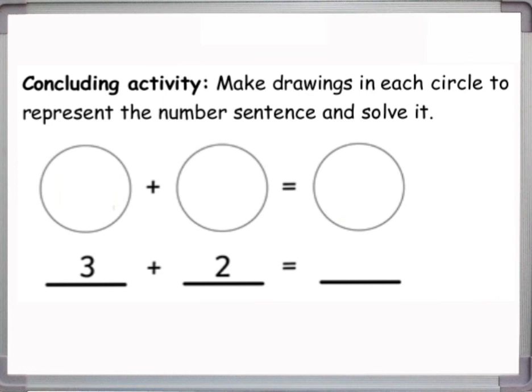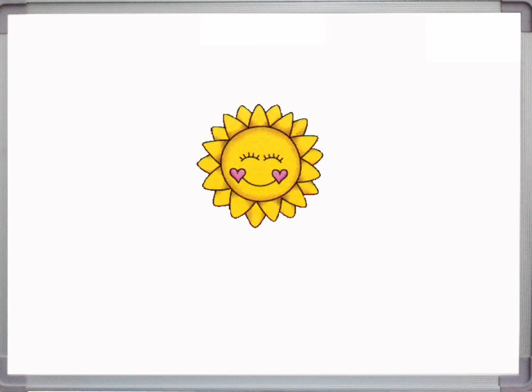Then you're going to count the total, 3 plus 2. So count how many you have in all. You write your answer on the line and then on the last circle, you're going to draw your total. And this is math for today.